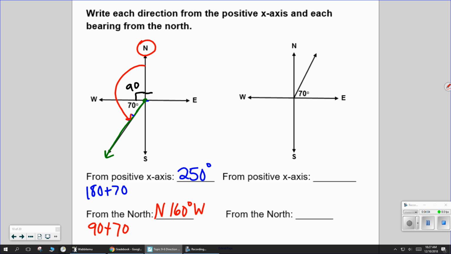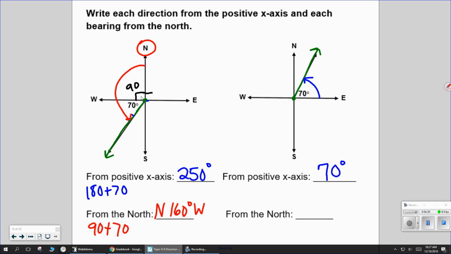All right, let's try another one. So here's my vector. And let's first get its direction from the positive x-axis. Going counterclockwise from the positive x-axis, I am going 70 degrees. So the direction from the positive x-axis is 70 degrees.